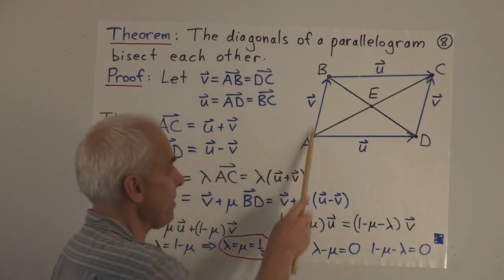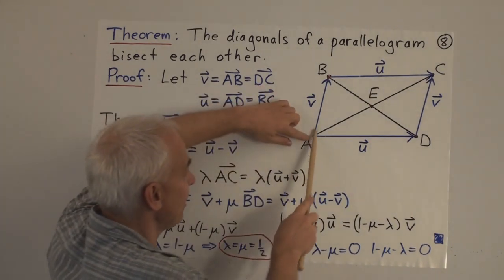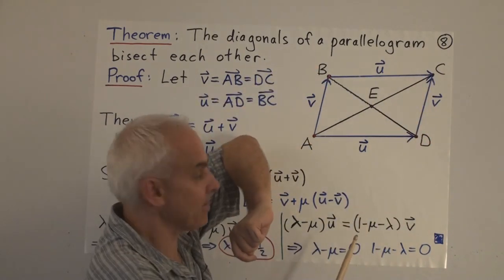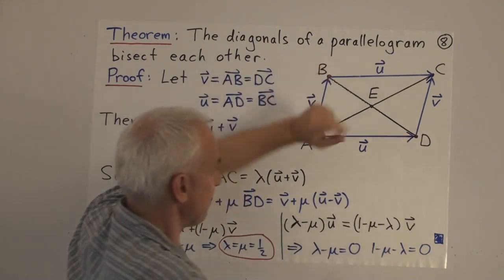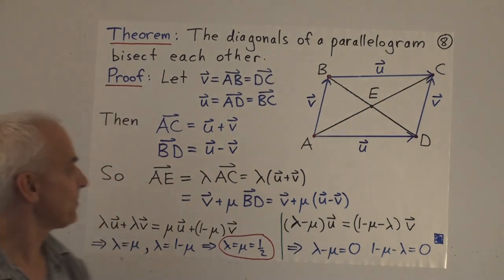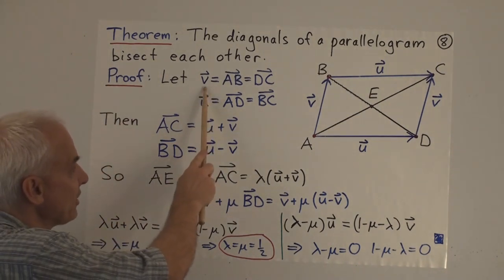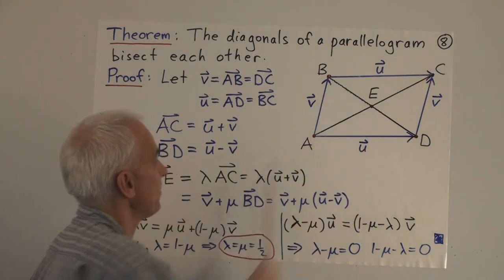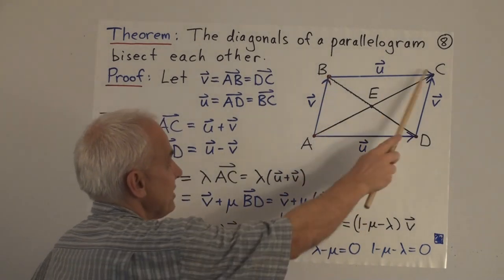So here's a parallelogram, A, B, C, D, and its opposite sides are equal vectors. This vector is the same as that vector, and this vector is the same as that vector. That's a parallelogram. And the two diagonals are intersecting at this point E. So let's just agree that the vector v is AB, and that's also the vector DC. And u is the vector AD, which is also BC.